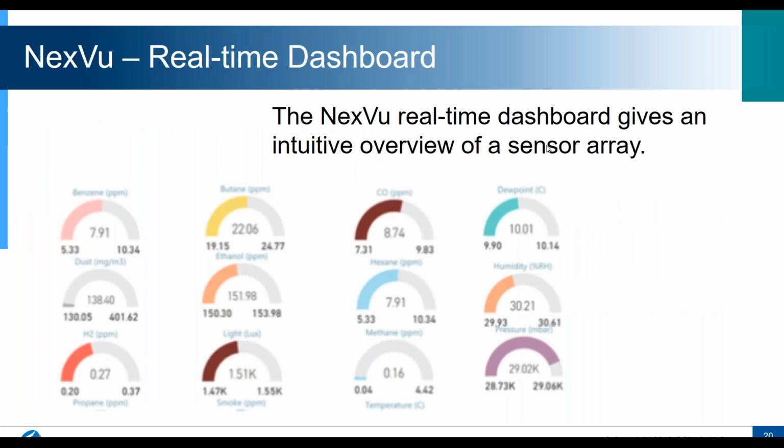We're moving on to another example where we've got a few graphics taken from a NexVu cloud display with all of the sensors in a NexVu array. So this is showing pretty intuitive, showing that everything seems to be in the middle of the range except the H2, which is low.